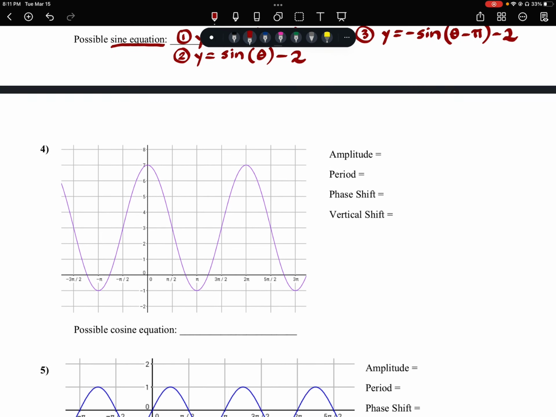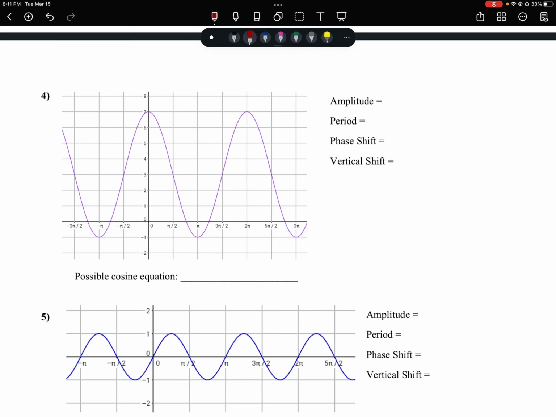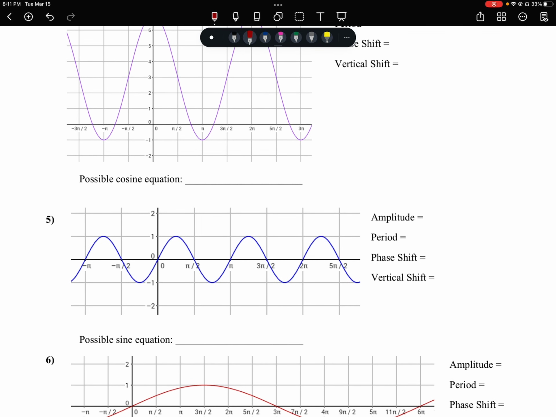All right, so let's move on here. I'm going to leave you number 4 to go ahead and try on your own. And we're going to look at number 5. So again, this one's asking for a sine function.